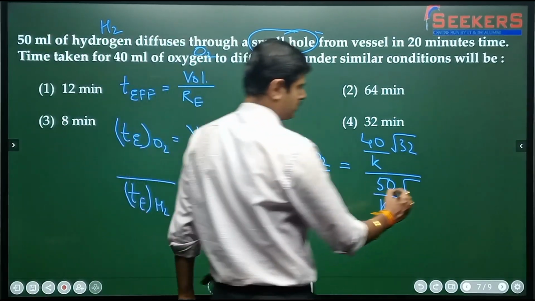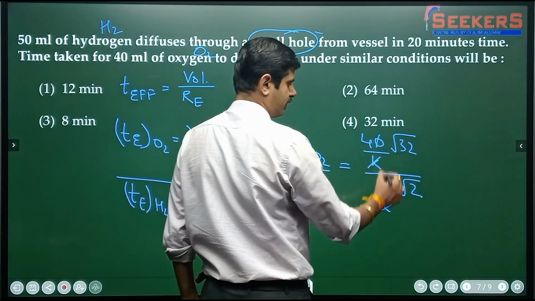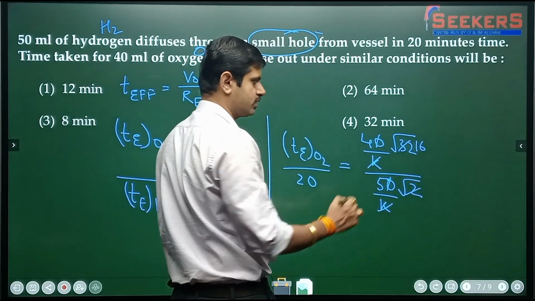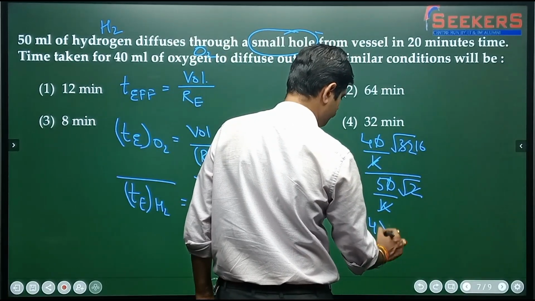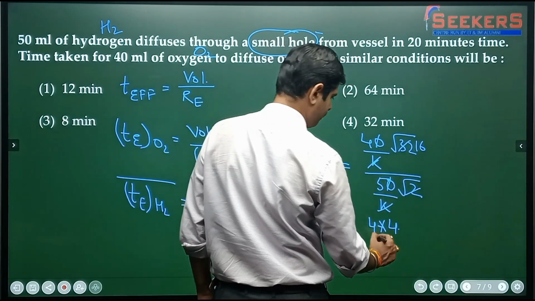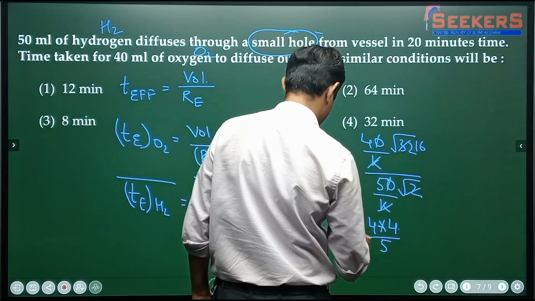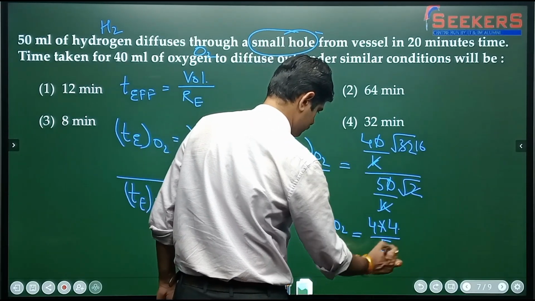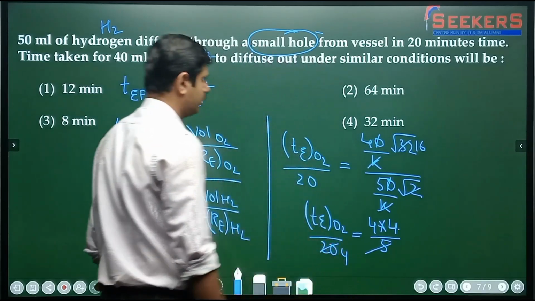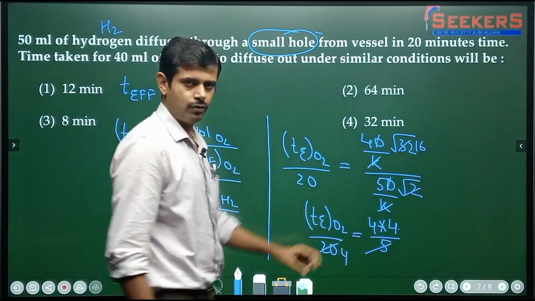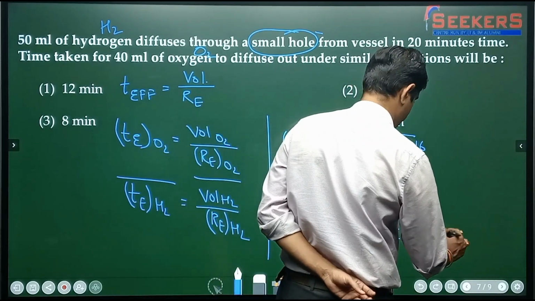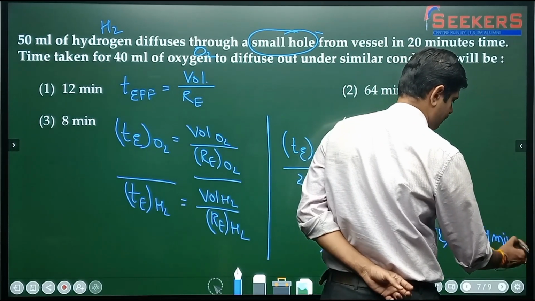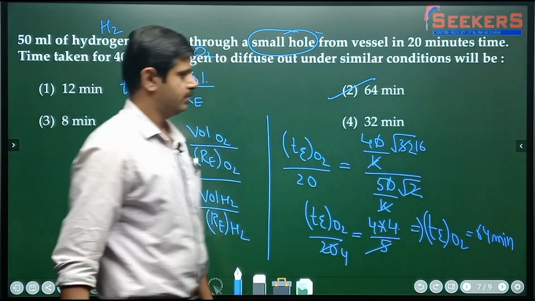What is the molecular mass of H2? It is 2. So K to K will get cancelled. This to this will get cancelled. Root 2 to root 2 will get cancelled. This will be root 16. Root 16 is 4. So it is 4 into 4 divided by 5. So this is 4, and here the answer will be 4 into 4 into 4, 64. So time of effusion of O2 will be equal to 64 minutes. This will be the answer.